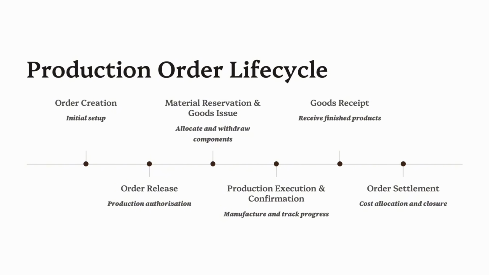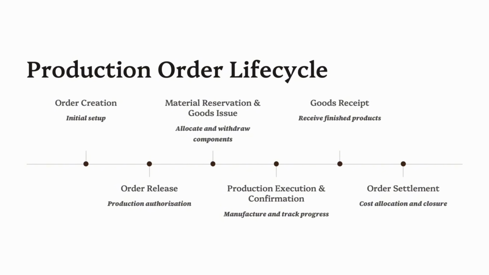2. Order release. Once reviewed, the order must be released before execution. Release makes the order active, allowing material reservations and shop floor activities. 3. Material reservation and goods issue. The system reserves required raw materials from inventory. Warehouse team issues the materials. Goods issue in MM. Stock levels are updated and consumption is posted to the order.